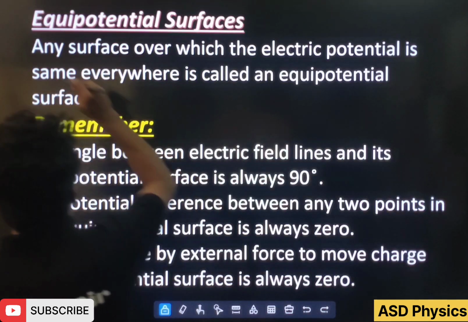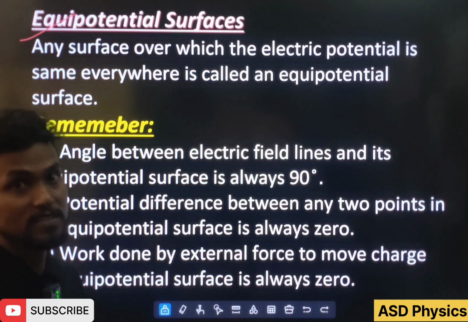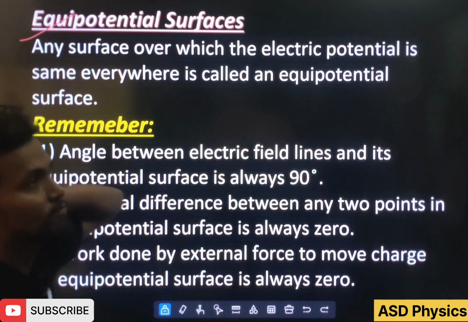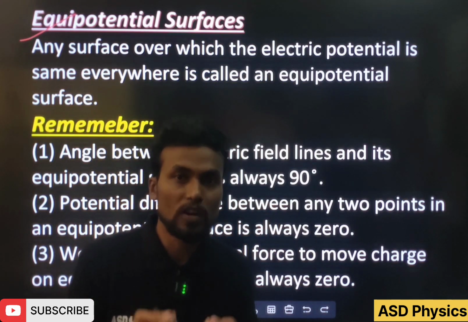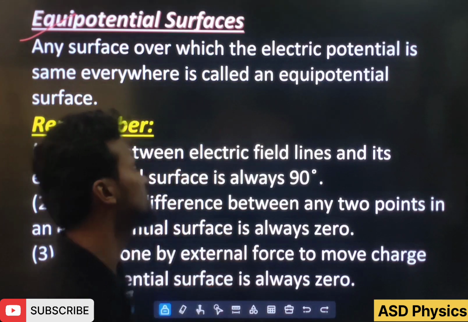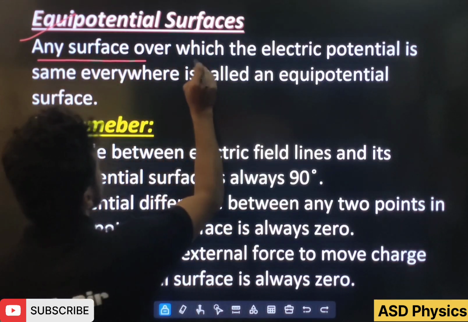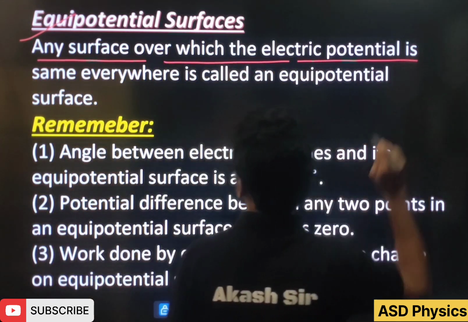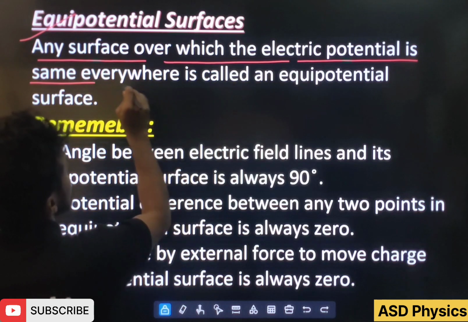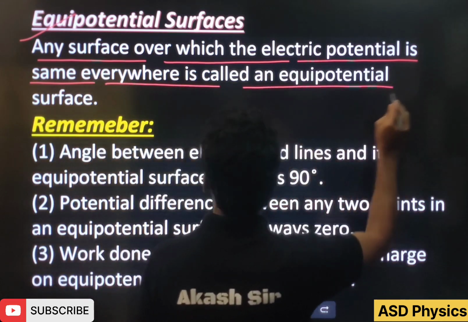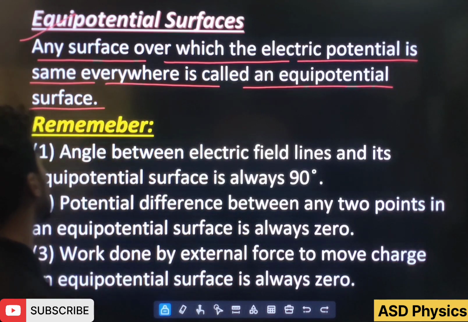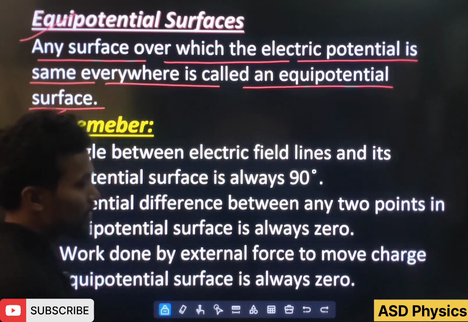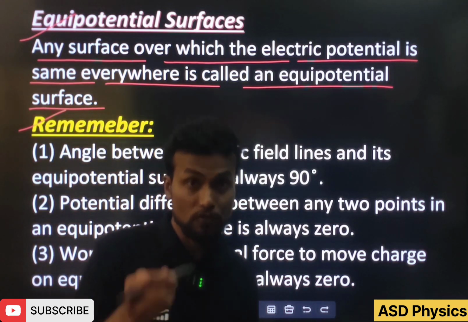Next, let's see the meaning of equipotential surfaces. Even the name is telling: equipotential means the potential on the surface will be the same. So any surface over which the electric potential is the same everywhere is called an equipotential surface. Now, electric potential is the same, very easy. We have to remember these points, because in exams they often ask questions from them.